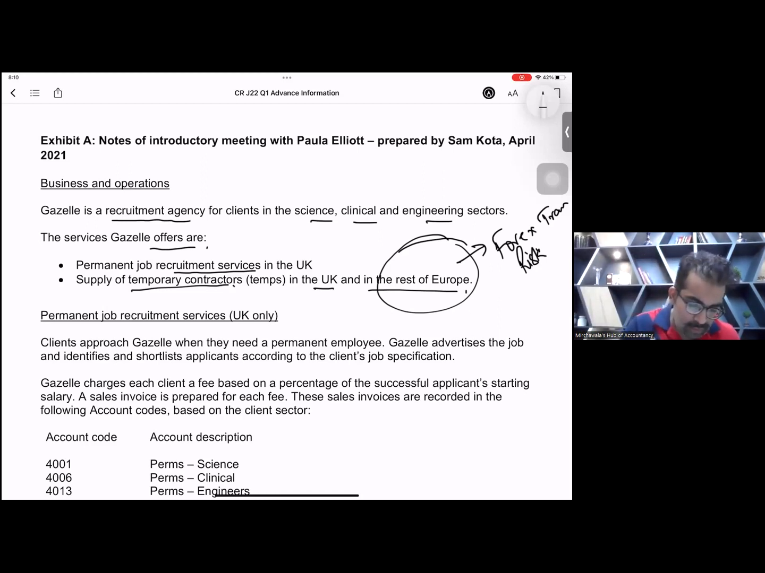Now, initially there are two heads. One is permanent job recruitment services and the second is supply of temporary contractors. Now let's start with the first one.